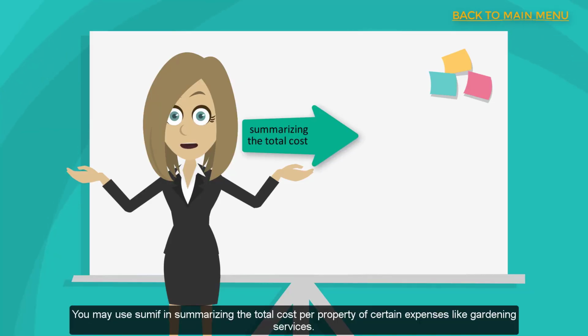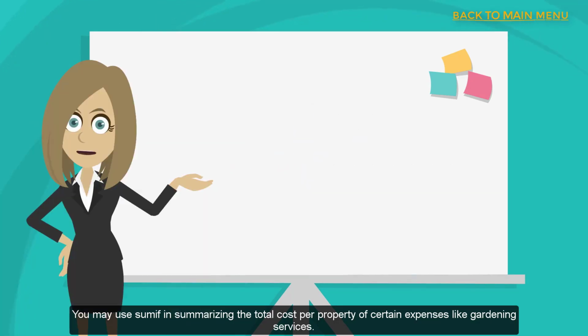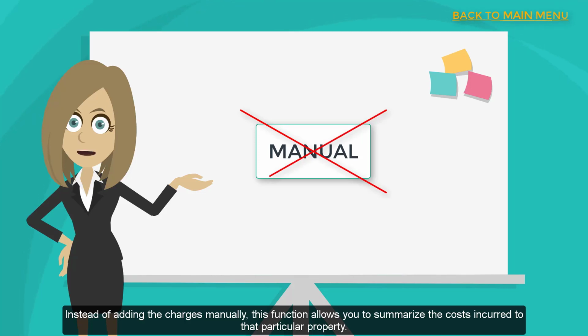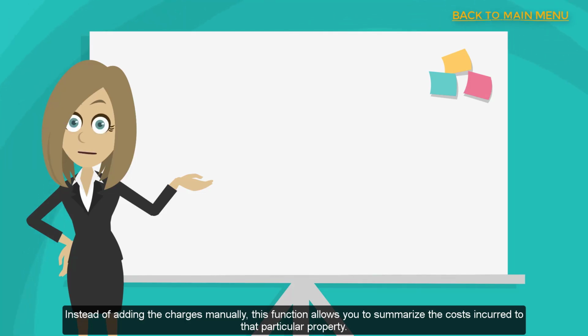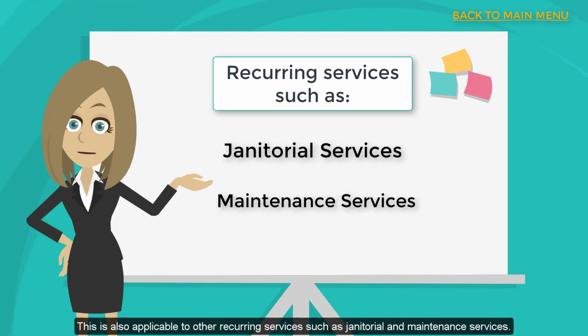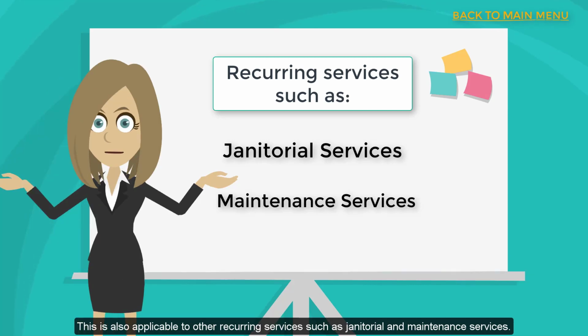You may use SUMIF in summarizing the total cost per property of certain expenses like gardening services. Instead of adding the charges manually, this function allows you to summarize the cost incurred to that particular property. This is also applicable to other recurring services such as janitorial and maintenance services.